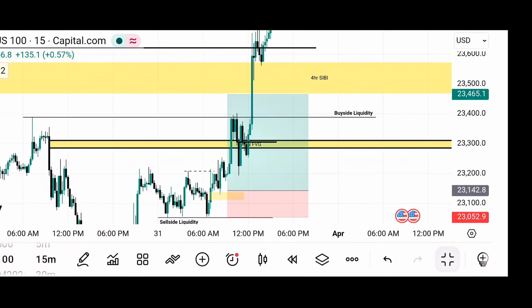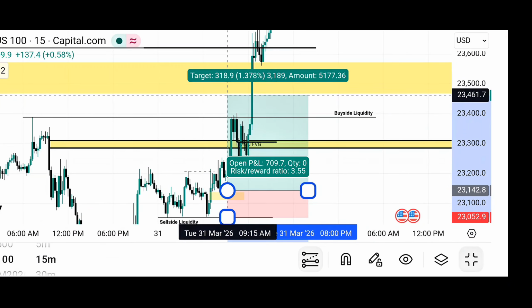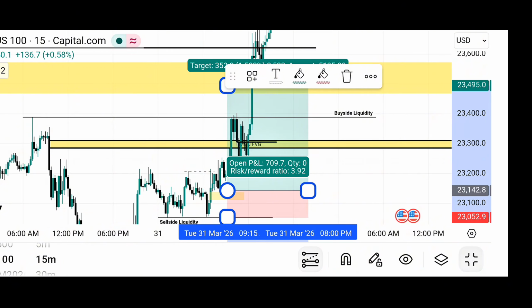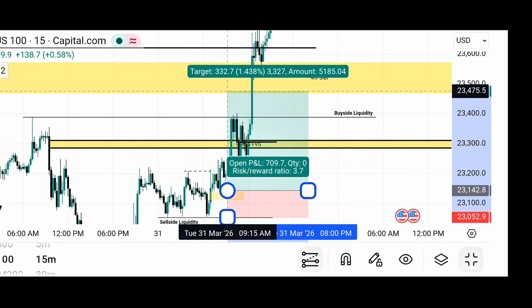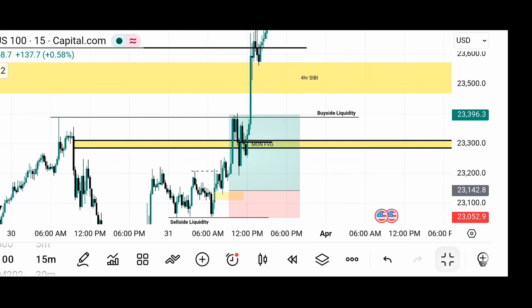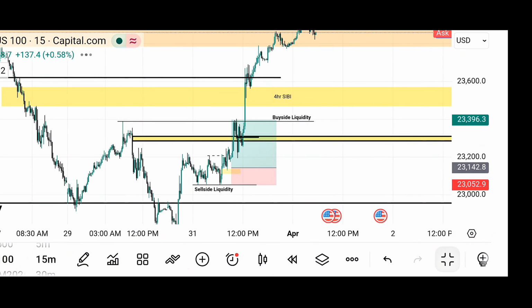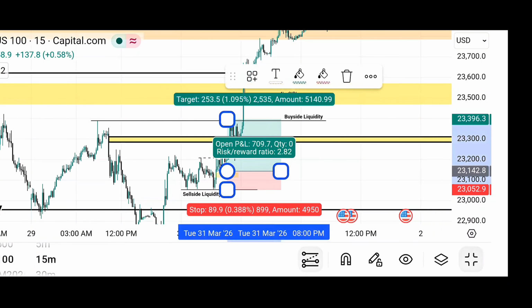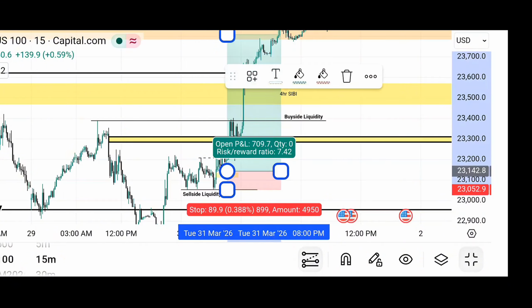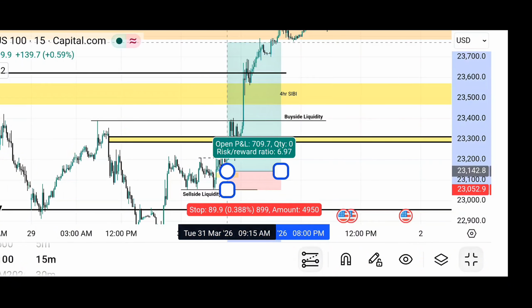You're able to hold this trade up to this 4 hour CB. That's about 3.9 risk to reward, almost 4 risk to reward. Even at the buy side, it's 2.8 risk to reward. Very good risk to reward. And if you're able to hold this for the whole day while it trades into this daily CB, that's a 7 risk to reward. Very, very massive.